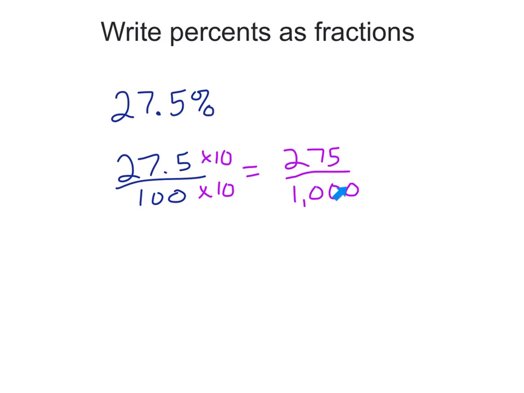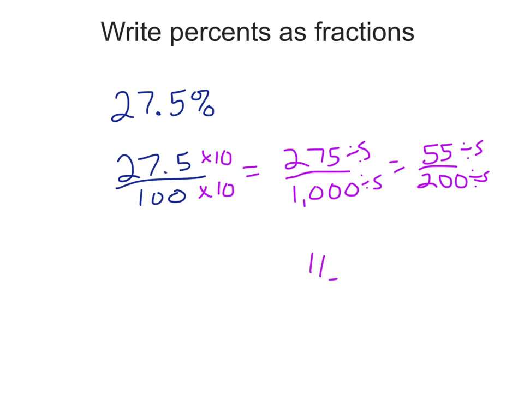Now I notice these numbers end in 5 and 0, so I know I can divide both these by 5. And when I did that on my calculator, I got 55 for my numerator over 200. Okay, I'm still not done because I notice that I could divide both these by 5.